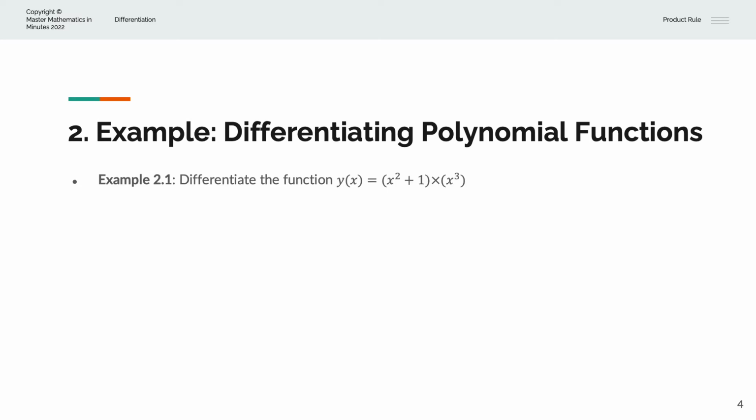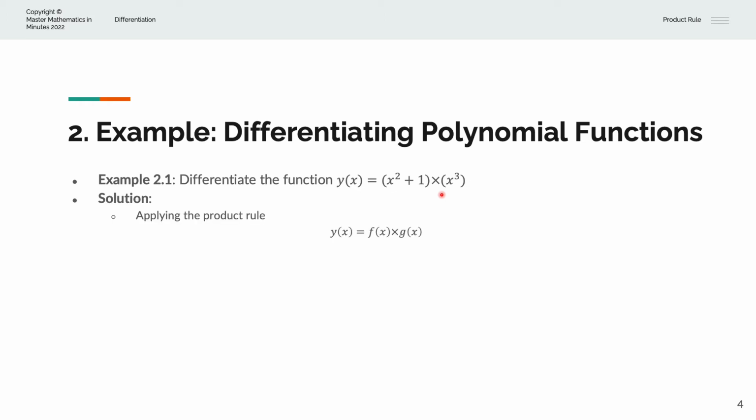In the first example, we're asked to differentiate the function y(x) equals (x squared plus 1) multiplied by x to the power of 3. So this function is a product of two functions. The first term is x squared plus 1, and the second term is x to the power of 3, and it's a product of these two functions. So we're able to apply the product rule to differentiate y of x.